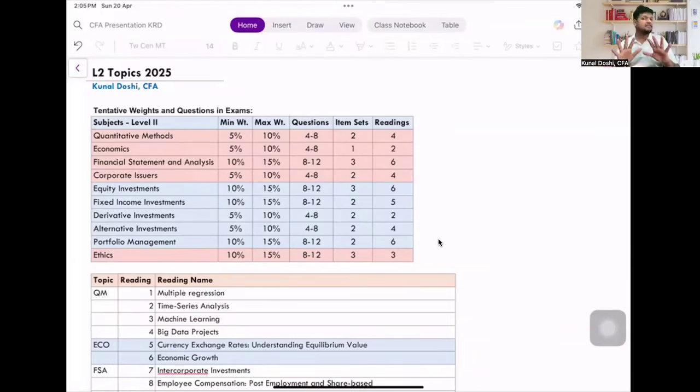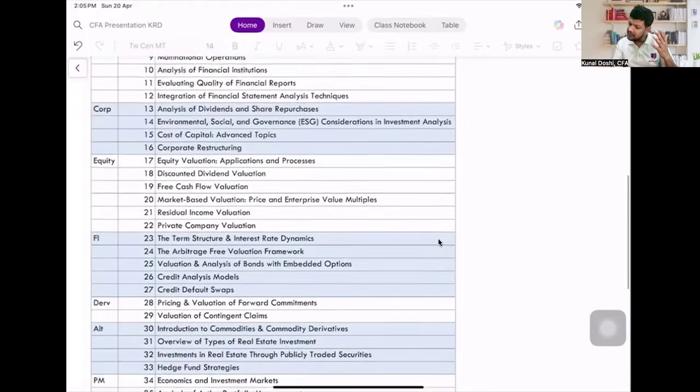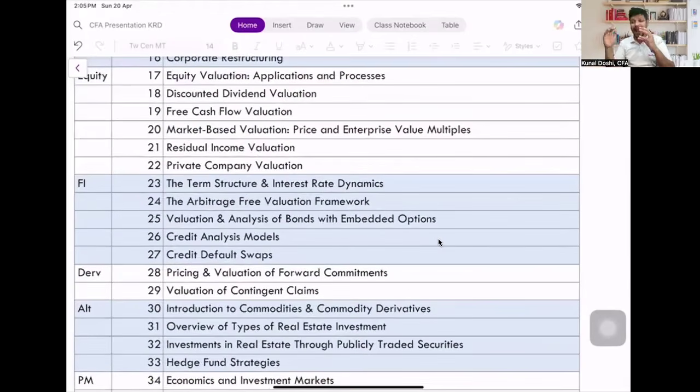Now, there are only five readings. As I mentioned, these five readings are basically your term structure, arbitrage valuation, and then comes valuation of embedded options. Now, these three readings are actually interconnected. So, what normally you should do when you revise, you should do these three readings together and then solve as many questions about these three readings together, right? Then you can do credit analysis models, which is related to the credit value adjustments. And then finally, you have CDS, which is very theoretical in nature. Hardly any calculation except cheapest to deliver.